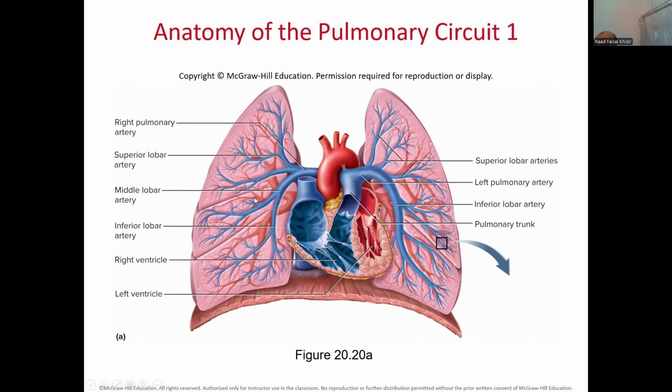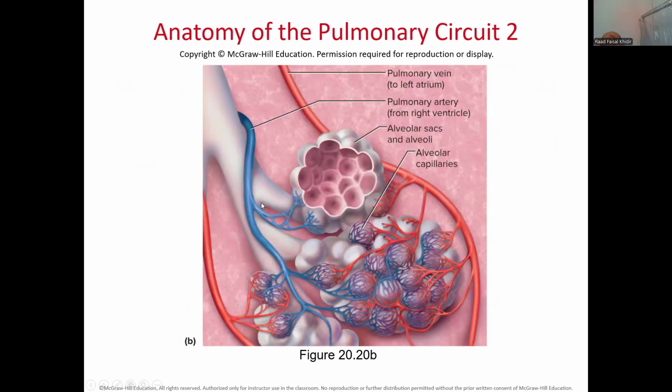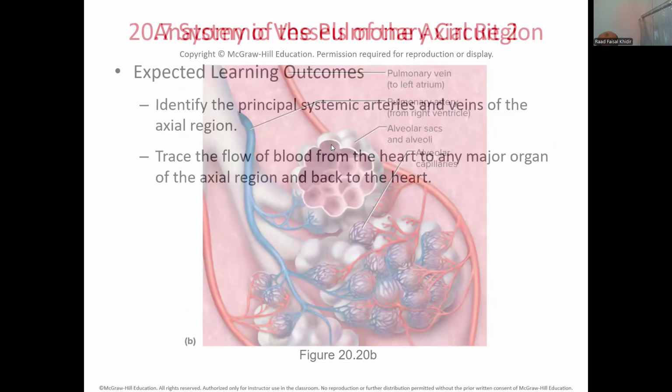Why? Because the left lung has 2 lobes. You see this oblique fissure, so 2 lobes on top of each other. But here you have 3. You have a horizontal fissure here, 1, then a 2 here. That's why you have a middle lobar artery on the right side. It's at the alveoli, and this is the pulmonary artery from the right ventricle, and this is the pulmonary vein that's heading to the left atrium.